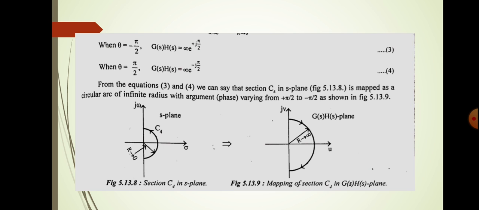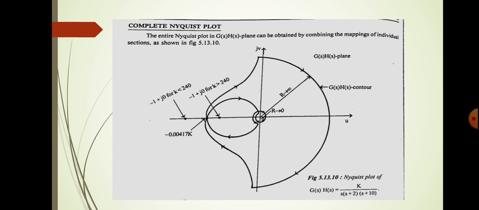Next we have to combine all these contours. So the combined contour will be looking like this. We have a section corresponding to C1 like this, and also we have a section corresponding to C2 like this, and we have a section corresponding to C3 like this, and also we have a section corresponding to C4 like this. But there is no connection when we are drawing in the graph sheet, but we have to connect each of the points based on the arrow mark.